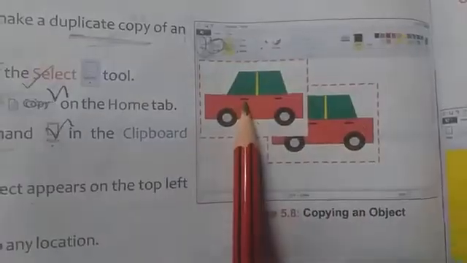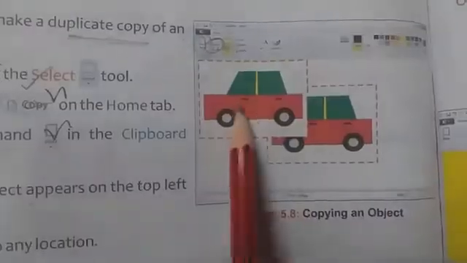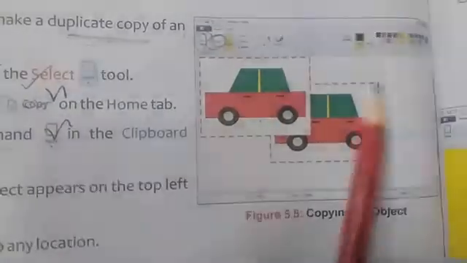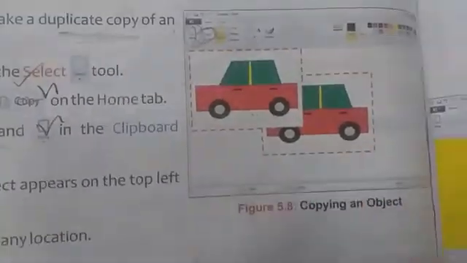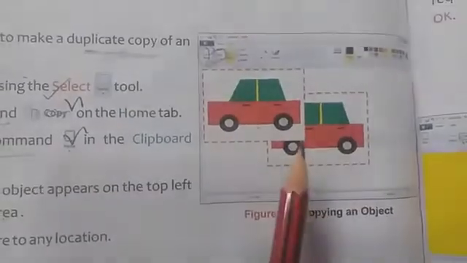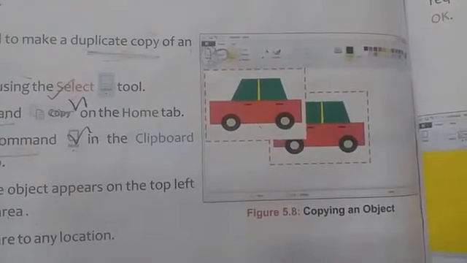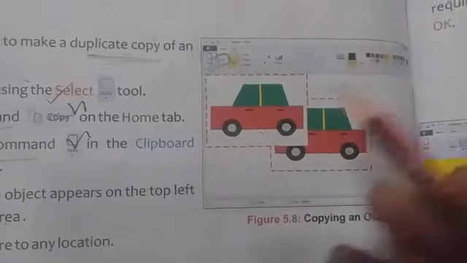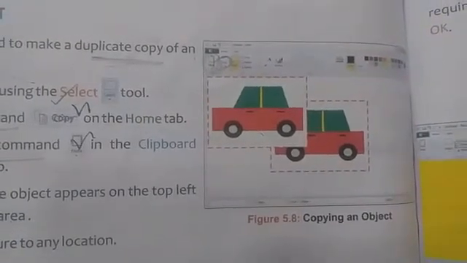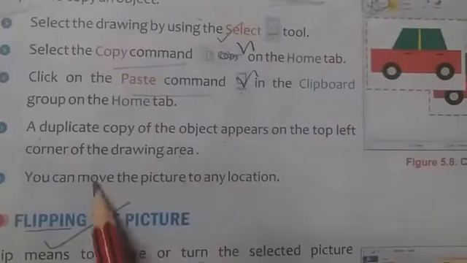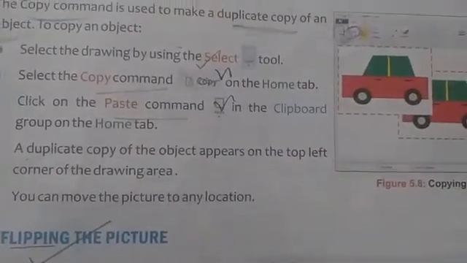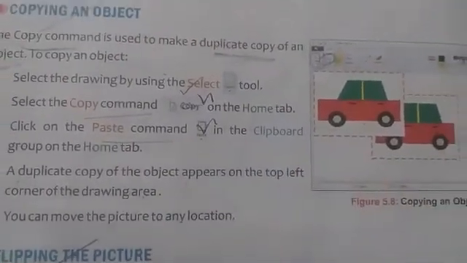So now we can change its location by clicking with the help of mouse pointer. We can move it anywhere. Yes, so without drawing we have made now 2 same shapes. We have created here duplicate copy of the same shape. So according to our requirement we can create so many copies. Okay, so now you can move the picture to any location. According to our requirement we can change its location.